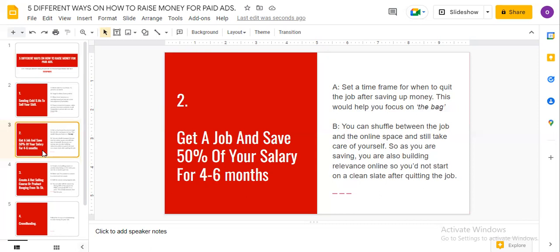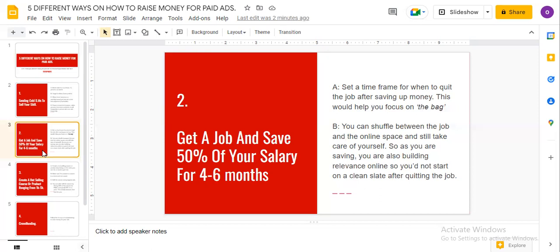Now, this is what it helps you do. As you are saving, you are also building relevance online so as to not start on a clean slate after quitting your job. So if you don't want to focus on number one, you can focus on number two, because it actually helped me too. If you are someone who is not the online type, you like offline jobs, you can just pick up this particular system and then use it. So when you are working offline, you are also doing your online stuff. So you are taking courses online and you are working offline.